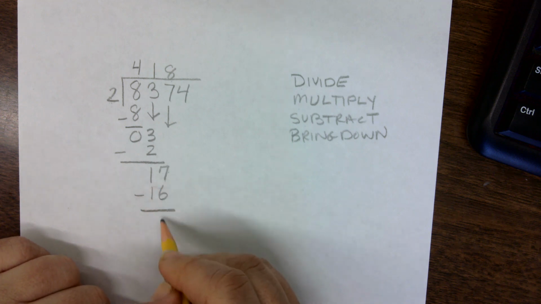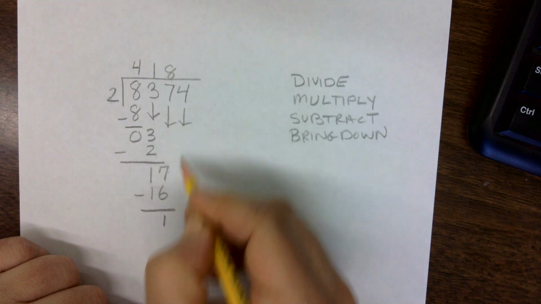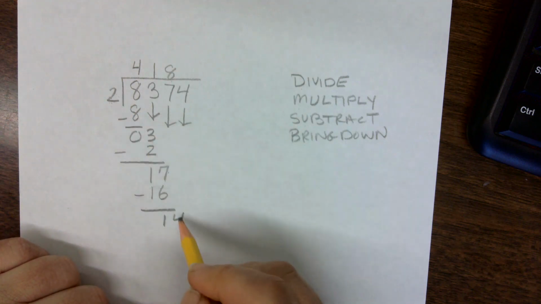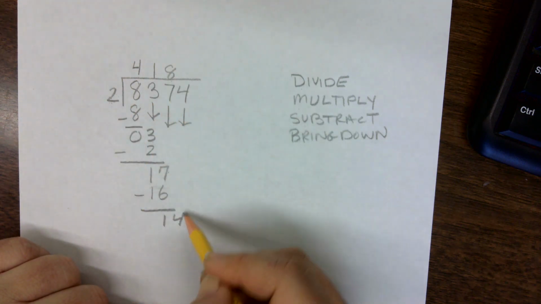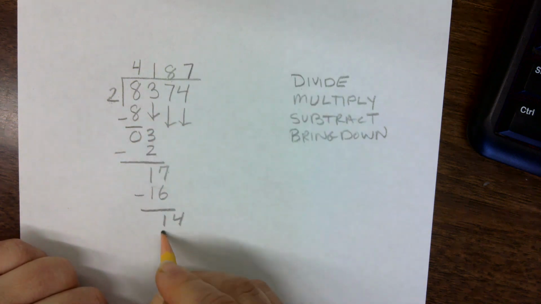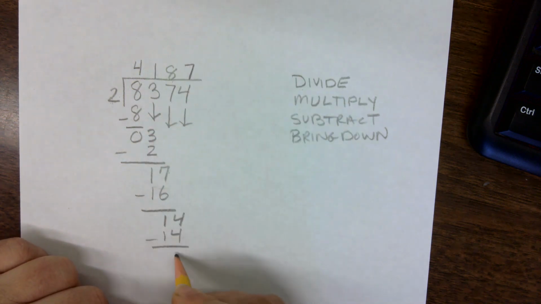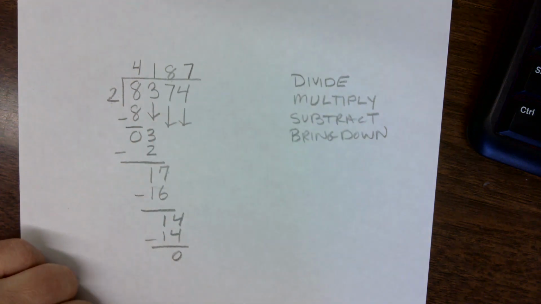17 minus 16 is 1, and I bring down the 4. 2 goes into 14 7 times, and because I'm dealing with my 4, I put the 7 up here, and I multiply, and I subtract, and I get 0, and I am nice and happy.